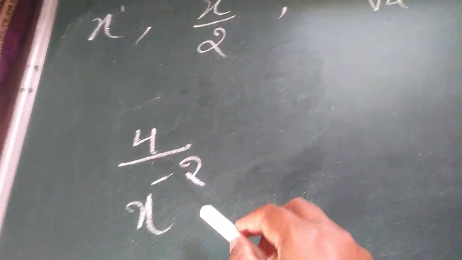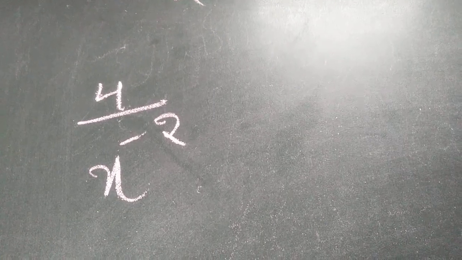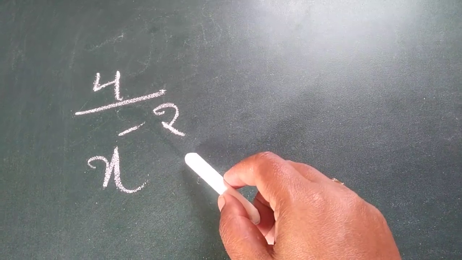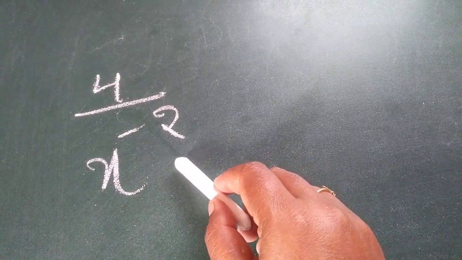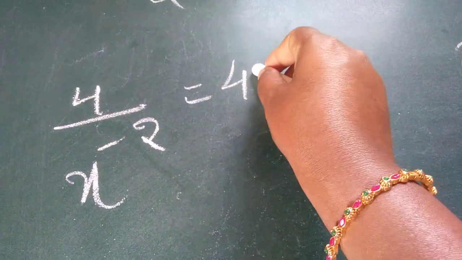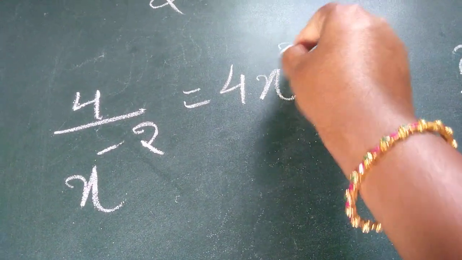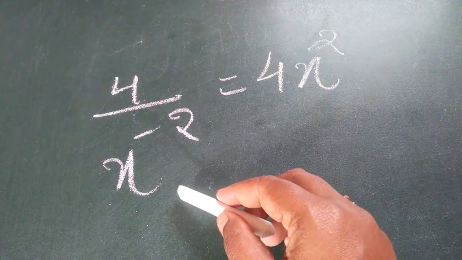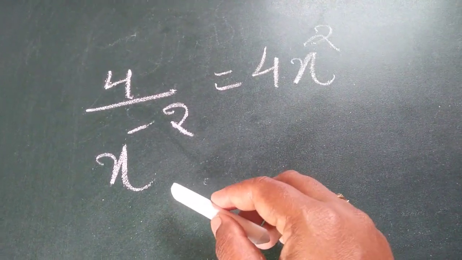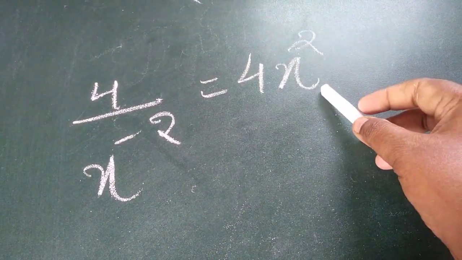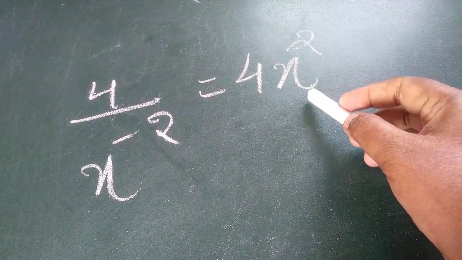Coming to this example. Here, as I said earlier, the power should not be negative. But the negative power is in the denominator. If I take this x to the numerator, the power becomes positive. As soon as the children see this question, they will say it is not a polynomial. But the power is negative in the denominator. If it goes to the numerator, it will become positive, that's all. Hence, it is a polynomial.